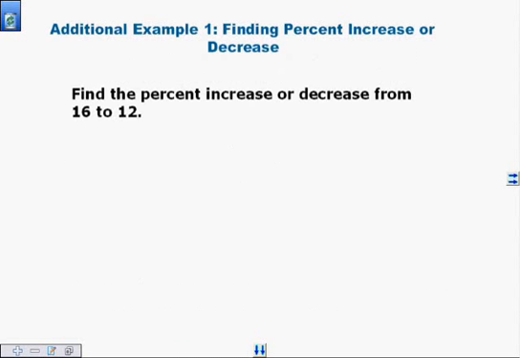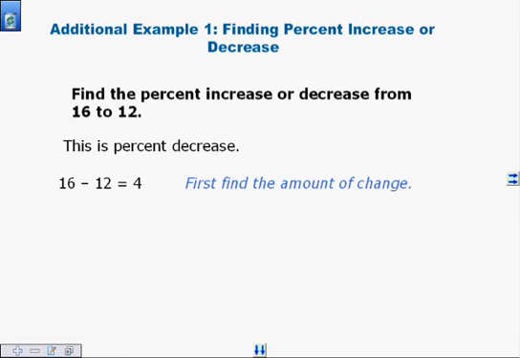So, here's your first example. Find the percent increase or decrease from 16 to 12. The first thing we do is identify, is this an increase or a decrease? Well, from 16 to 12 is a decrease. So, when we decrease, we need to make sure that we identify that we decreased. When we increase, we have to make sure we identify that we increased. You have to know which one it was.